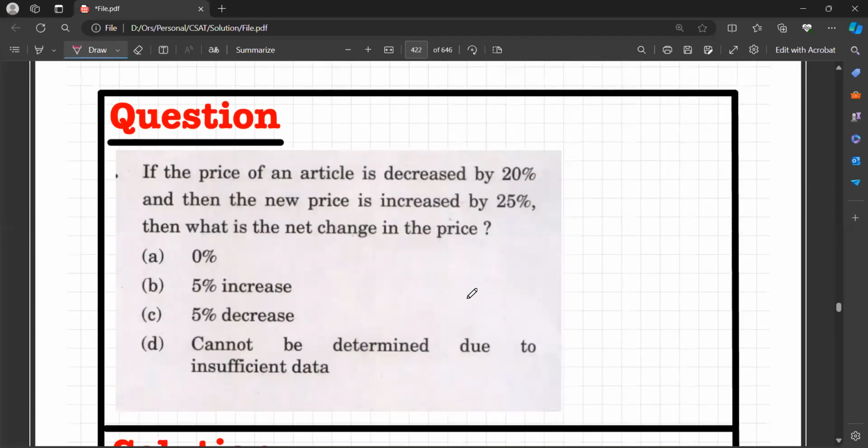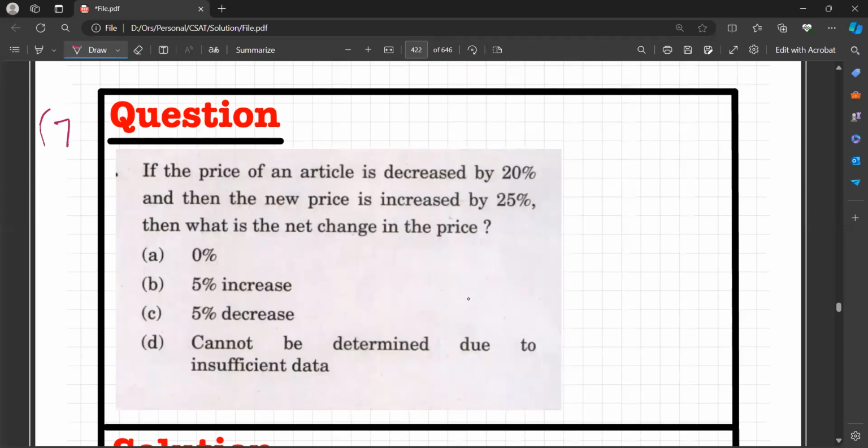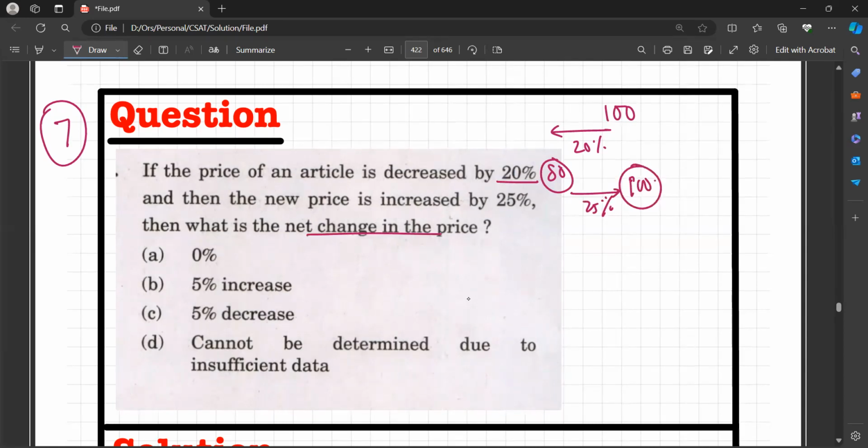Coming to question number 7. If the price of an article is decreased by 20%, original price suppose 100, decreased by 20%, then the price becomes 80, and then the new price is increased by 25%. So 25% of 80 will be 20. So increase by 25% means increase by 20. The answer would be 100. What is the net change in the price? Originally it was 100, now you got 100. So the net change will be 0%.